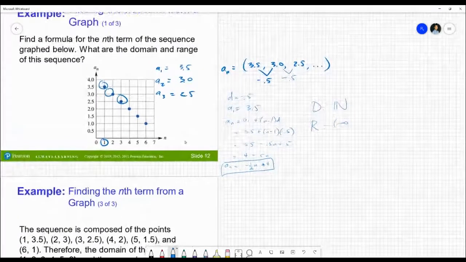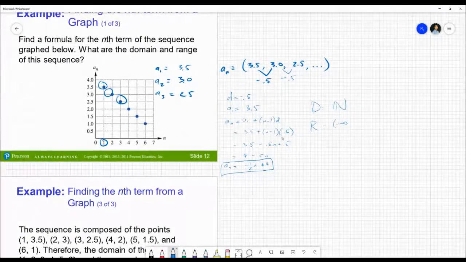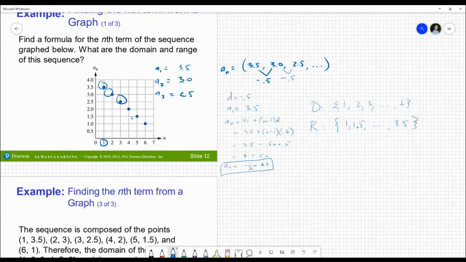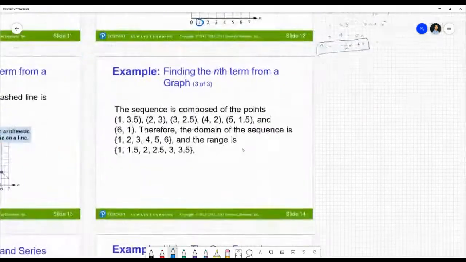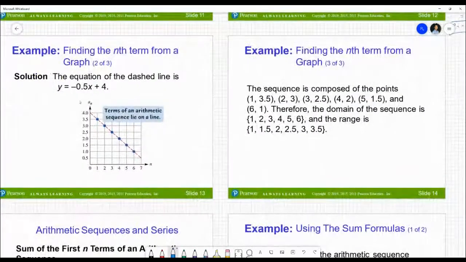Now I assumed this continues, but I guess it stops here. So since it stops here, we don't want to use the whole thing. So here, I guess you can just list it all out. So the domain here is 1, 2, 3, all the way to 6. And the range here starts at 1, 1.5, all the way up to 3.5. Okay, this is not an infinite sequence. So this is just a finite sequence, so we can list them all out. Okay, there we go, negative 1/2 n plus 4, and our domain and range.